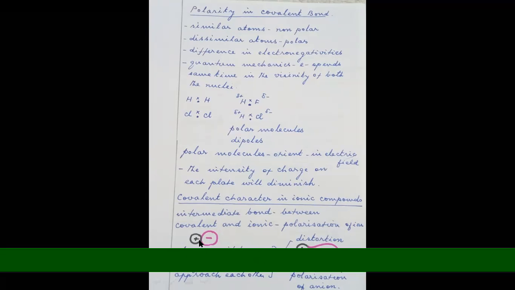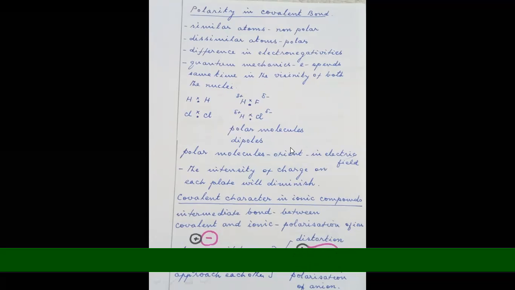The cation will try to distort, deform, or polarize the electronic cloud in the anion. And because of this polarization, what will happen? The anion will lose its spherical symmetry, and the electronic cloud will be distorted, deformed, or polarized towards the cation. This is called polarization. So what is polarization? It is the distortion or deformation of the electronic cloud of an anion by a cation.